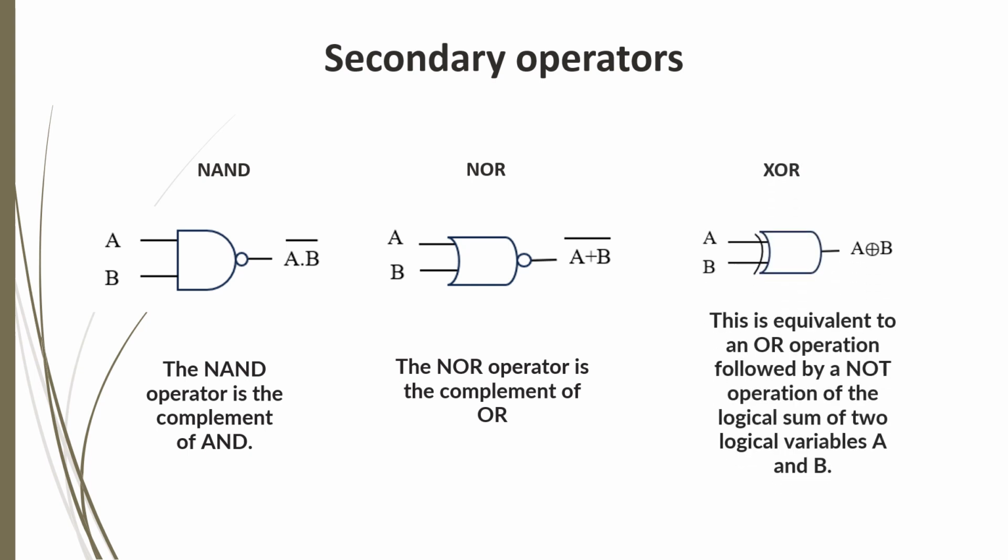The XOR or exclusive OR operator returns true if and only if exactly one of its operands is true. It returns false if both operands are either true or false. A XOR B is equivalent to (NOT A AND B) OR (A AND NOT B).